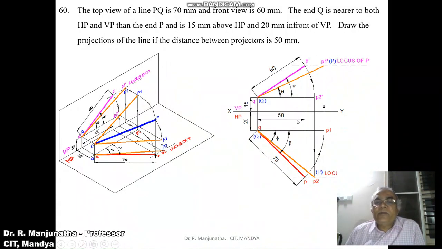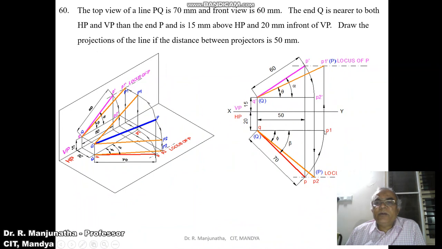Now we need to find the true length in the vertical plane with Q as center. By using the compass, you draw an arc by taking the radius of QP and draw a smooth arc such that Q and P1 both will be on the same line. So that P1 is also in front of VP by 20 mm. So you mark this point as small p1.